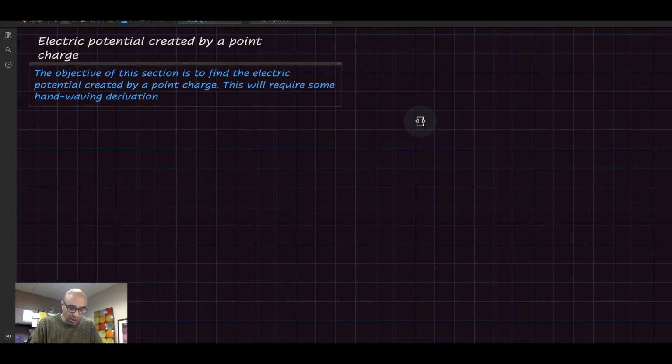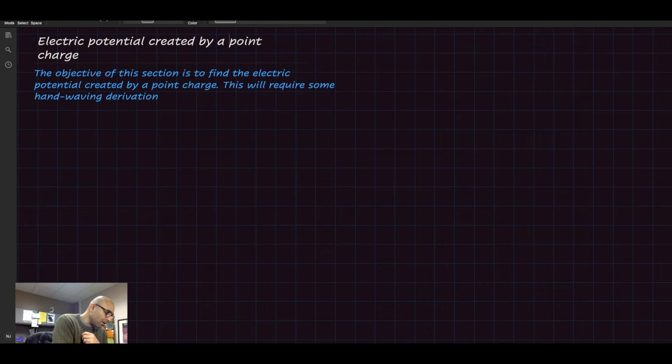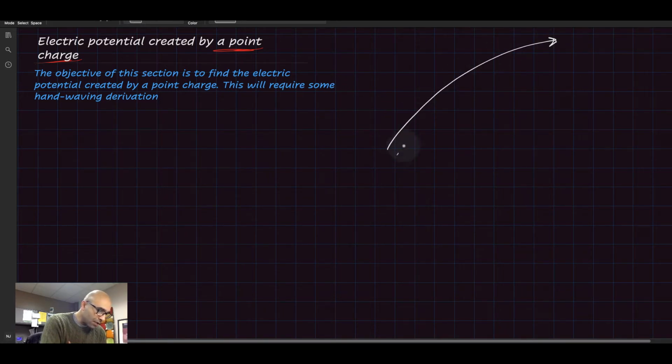However, there are some mathematical tools that let us get around this problem, and we can find just the electric potential created by a point charge. Let's start. Assume that we have an electric field that looks like this, and in this electric field you have 2 points. I'm going to call this point 1, and this point 2. There's a test charge that goes from point 1 to point 2.